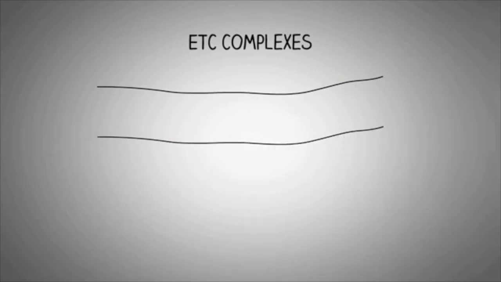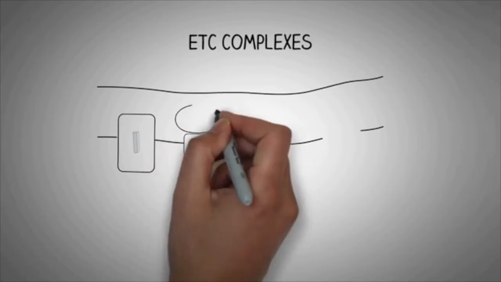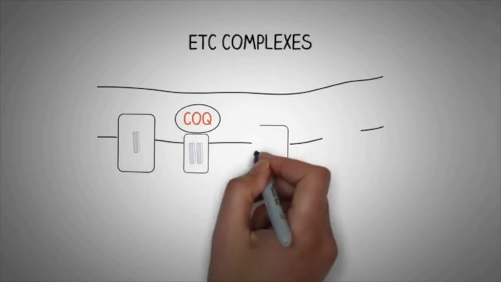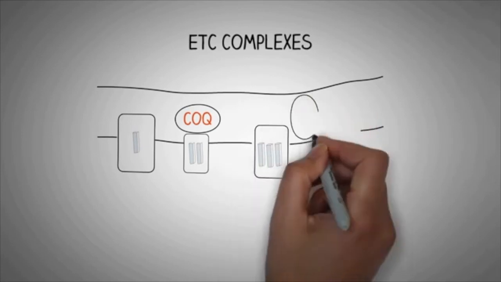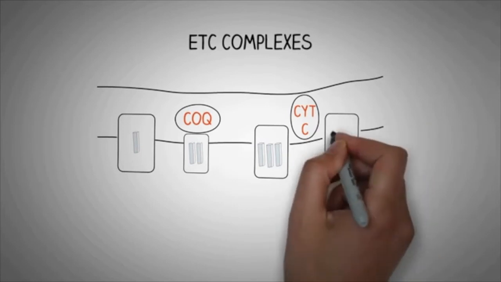What you see here is the inner mitochondrial membrane, which has these electron transport chain complexes. These complexes are numbered from 1 to 4 in Roman numerals. And in addition to all the 4 complexes, we also have 2 additional prosthetic groups called coenzyme Q and cytochrome C. So let's first talk about complex number 1.